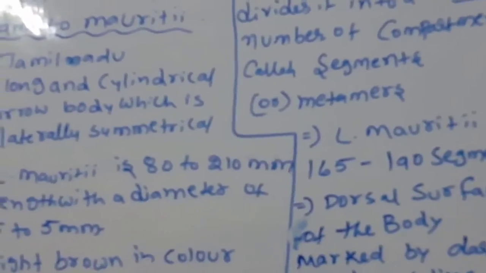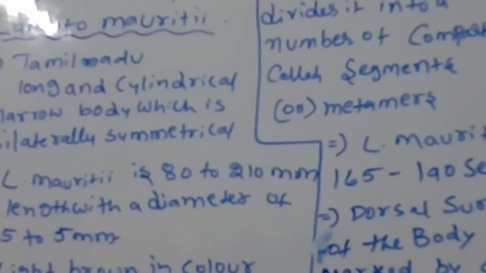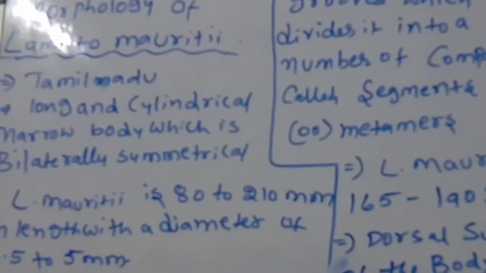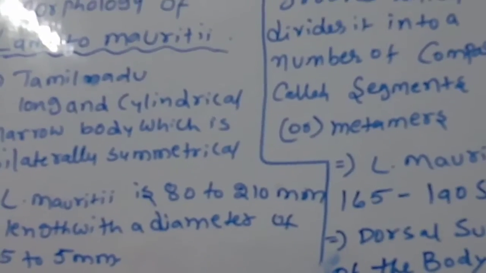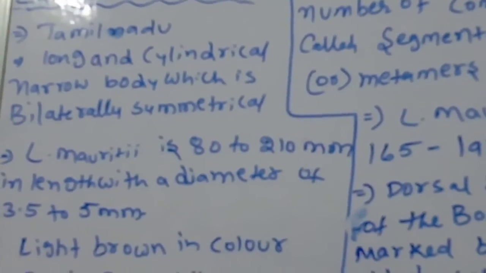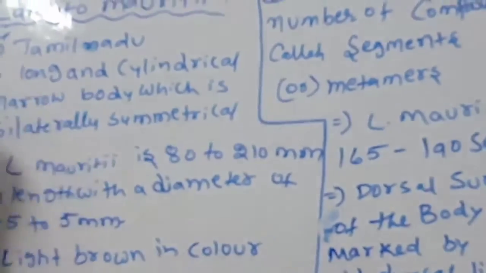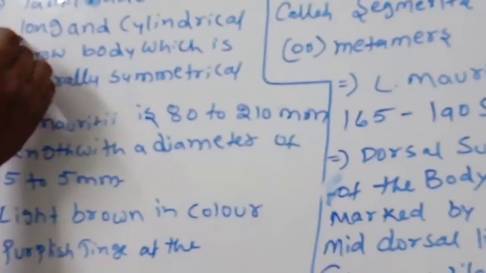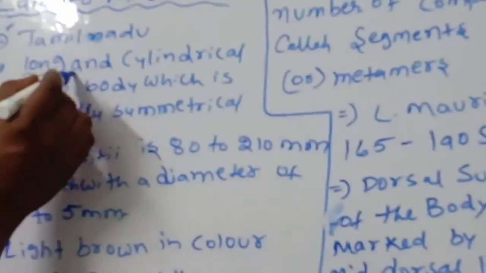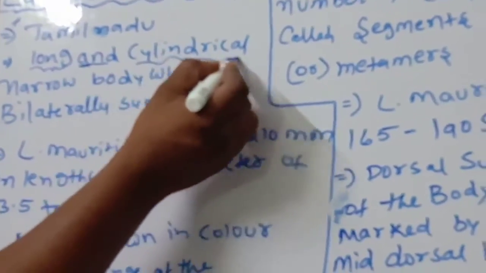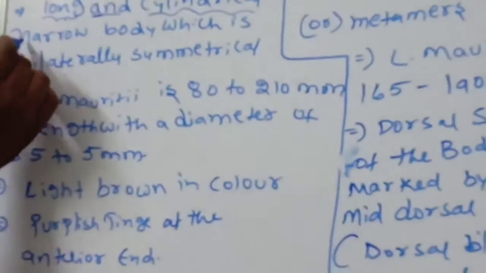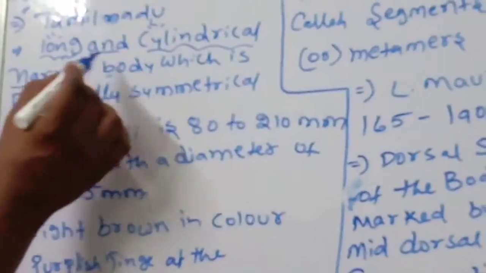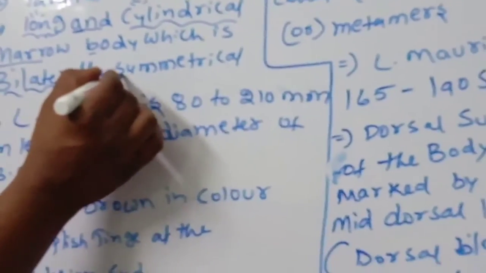So we are going to discuss the morphology of Lampito mauritii. It's the scientific name of the Tamil Nadu earthworm. This Lampito mauritii earthworm was first identified in Tamil Nadu. Its first point: long, second cylindrical and narrow body, which is bilaterally symmetrical.